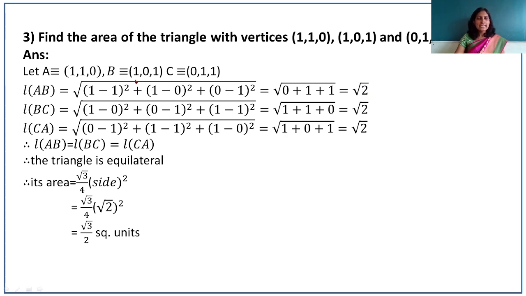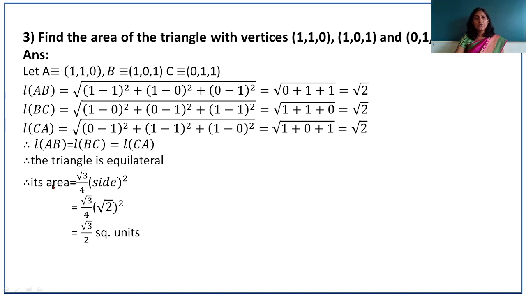Then length of BC, similarly we use the distance formula: root of (1 minus 0) square, then (0 minus 1) square, then (1 minus 1) square, which is equal to root of 1 plus 1 plus 0, which is equal to root 2. Then length of CA is equal to root of (0 minus 1) square plus (1 minus 1) square plus (1 minus 0) square, which is equal to root of 1 plus 0 plus 1, which is equal to root 2. So length of AB is equal to length of BC is equal to length of CA. All these three lengths are the same. That means this triangle is an equilateral triangle.